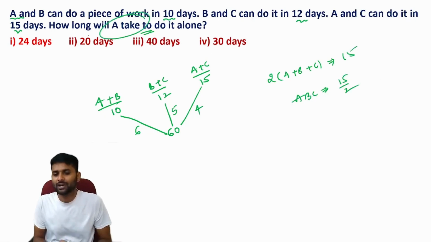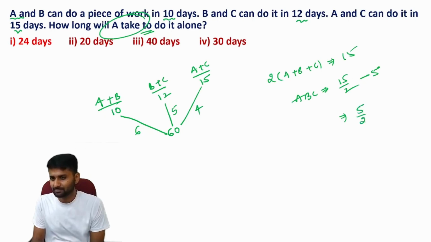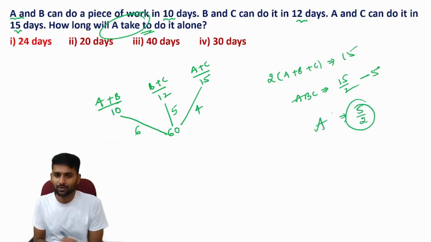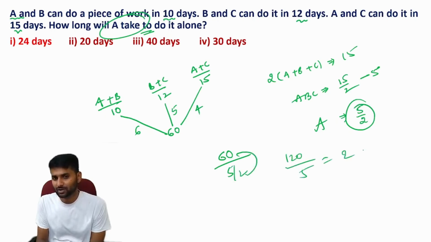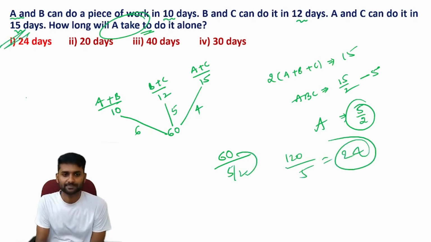But here you have to identify the A efficiency, means you have to subtract the B. Now, if you go through the further simplification, here the efficiency of A is equal to 5 by 2. Another question, 60 units. Now, we are assigning only A. It takes how much time? 5 by 2. So, 120 by 5 is all about 24 days.